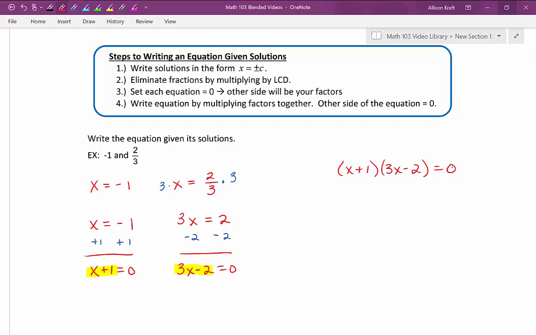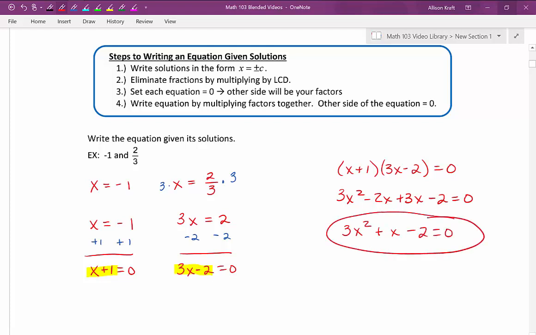The last thing we need to do is just multiply this out. 3x squared minus 2x plus 3x minus 2 equals 0. And combining like terms, we get 3x squared plus x minus 2 equals 0. And that's our quadratic equation.